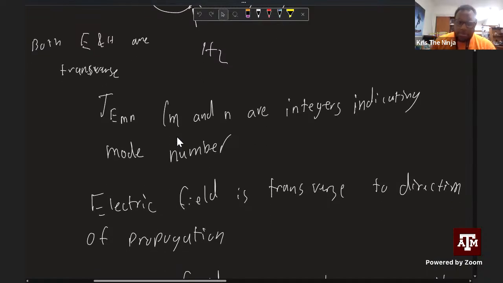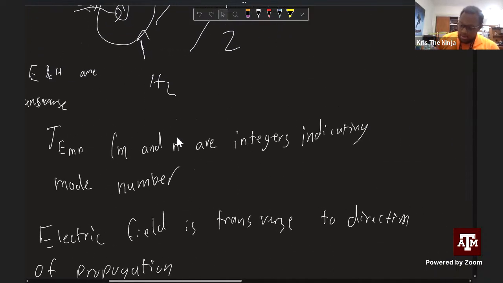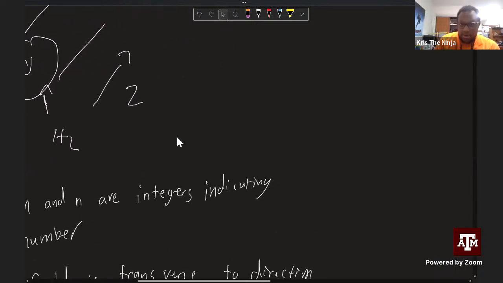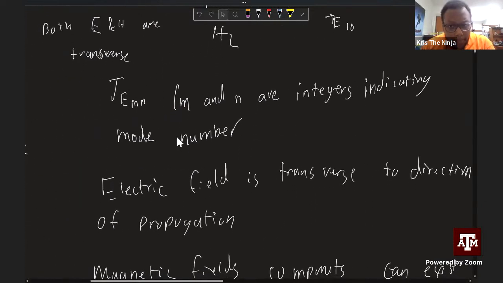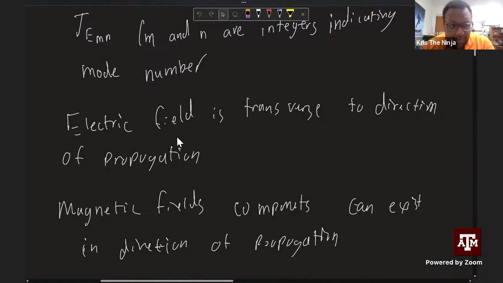So if you were to see something like TE10 in waveguides, that's not TE10, that's TE10 whenever it pops up. That's an important thing to make sure you note, because if you think it's 10 and then it's not 10, things are a lot different. So M and N are indicating the mode number.